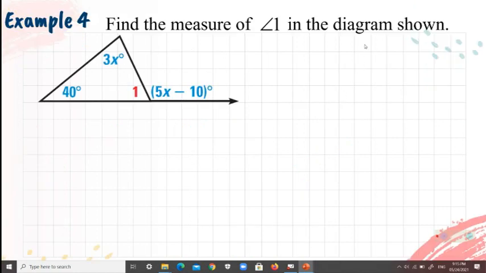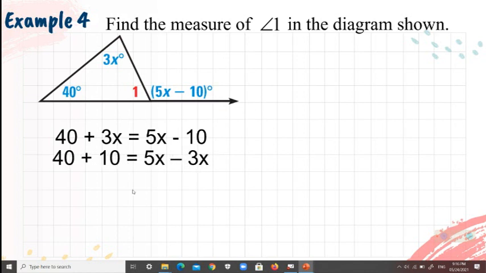Find the measure of angle 1 in the diagram shown. So we have here, this angle is 40x, this angle is 3x, and then the exterior angle is 5x minus 10. So you will have here, okay, to equate 40 and 3x to 5x minus 10. So there we have it. And then you are going to solve using again addition property of equality. Then you will have 50 equals 2x. So the value of your x now is 25.